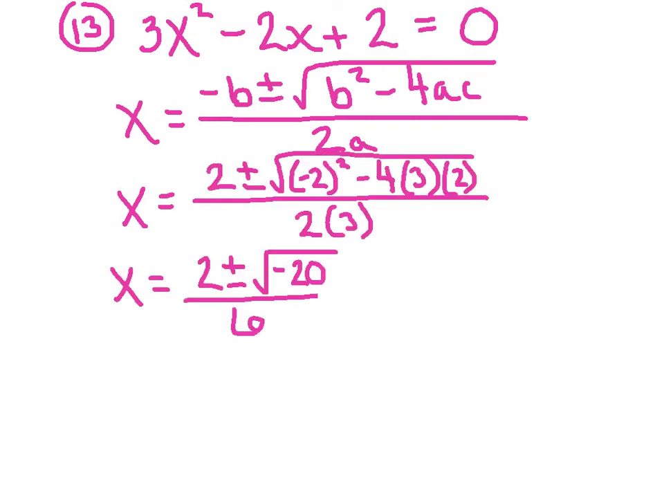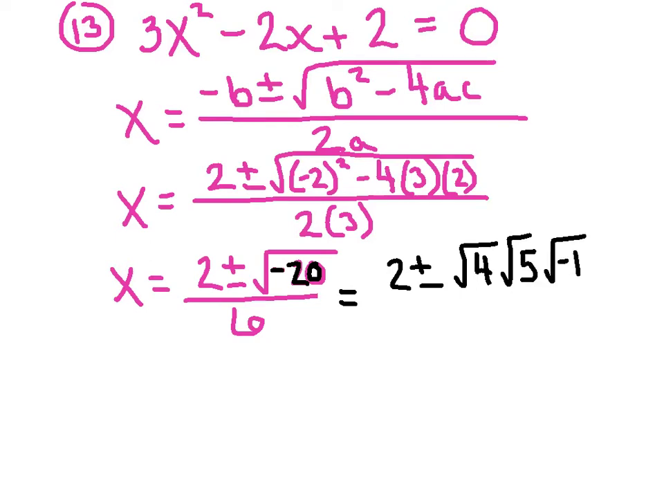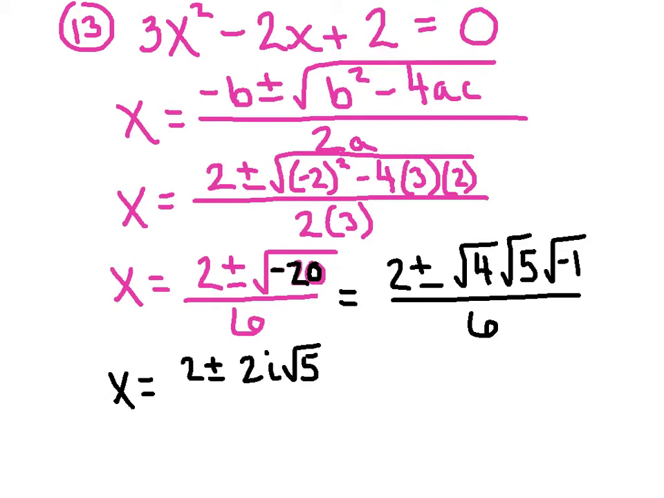Okay, you'll notice I've done a little bit of number crunching, and I've gotten to this point right here where I have a negative 20 underneath my radical. And as I go to break that up, I'm thinking radical 4 times radical 5 times radical negative 1, all divided by 6. So what I've got here cleans up to 2 plus or minus 2i radical 5 divided by 6. And here's the magic point. Now that I've got that radical fully simplified, now I can finally ask myself, are all 3 of these coefficients divisible by the same number?